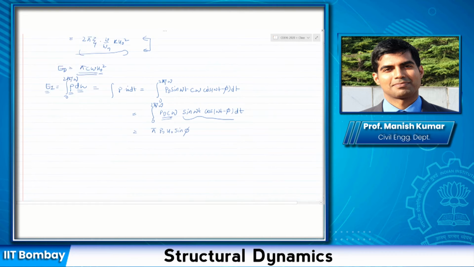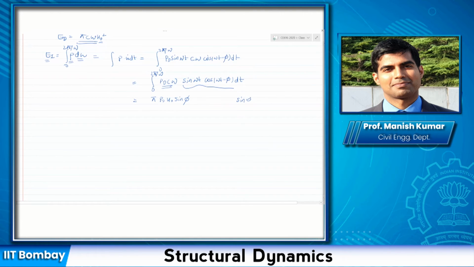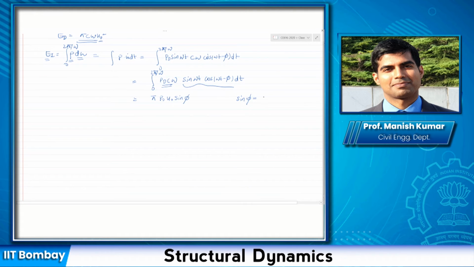And you know that what is sine of phi? Sine of phi I can write as 2 zeta omega by omega n divided by the square root of (1 minus omega by omega n squared) squared plus (2 zeta omega by omega n) squared. If you remember, how did we get it? Remember, tan phi was 2 zeta omega by omega n over 1 minus (omega by omega n) squared. So if you consider this, you can easily get sine phi as this, and this whole term is nothing but your RD.